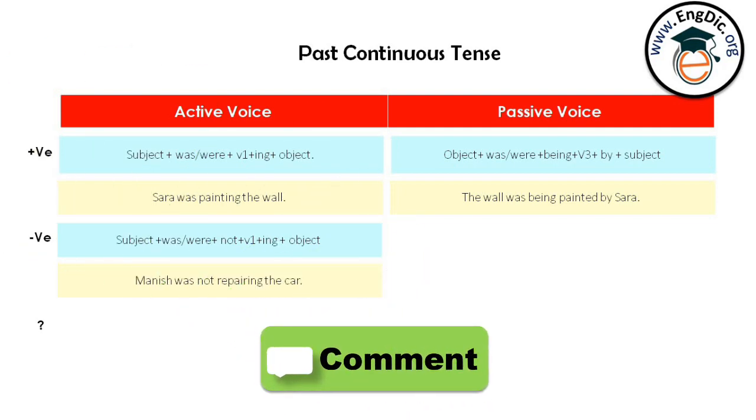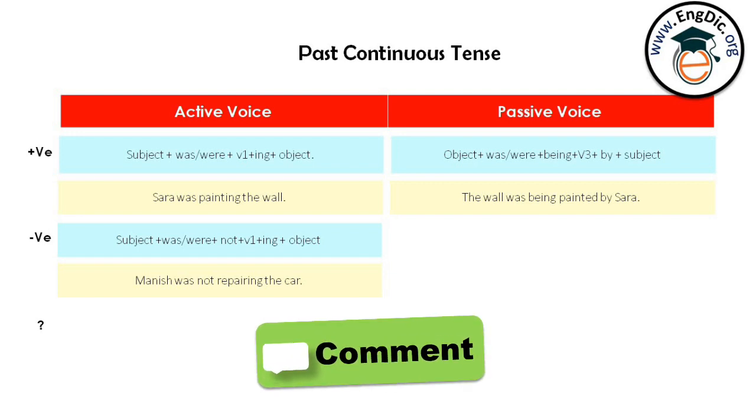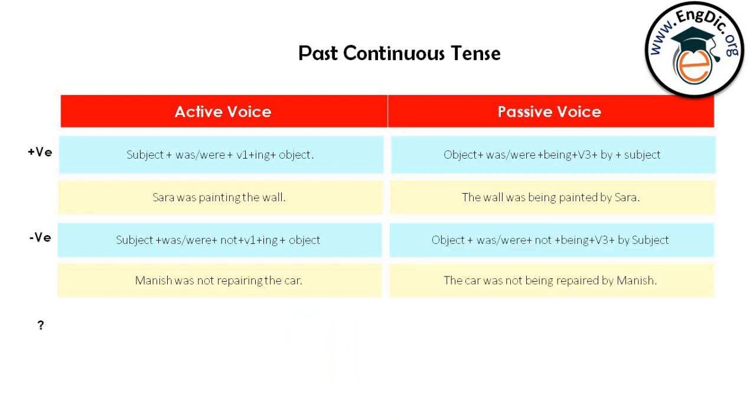The passive voice of this sentence would be: we have to put the object, then was/were, then not, then being, third form of verb, by, and the subject. The car was not being repaired by Manish. We have put the object, the car, then was, not, then being, the third form of repair is repaired, and then by, and the subject, Manish.